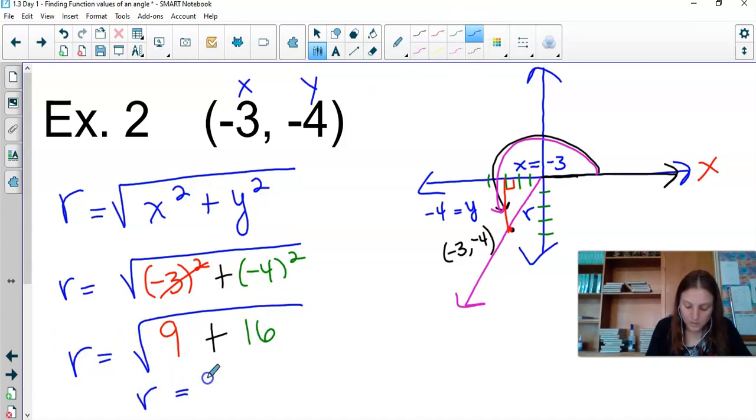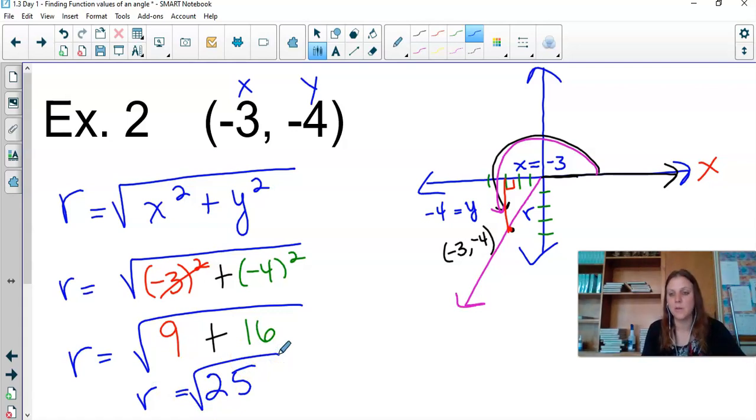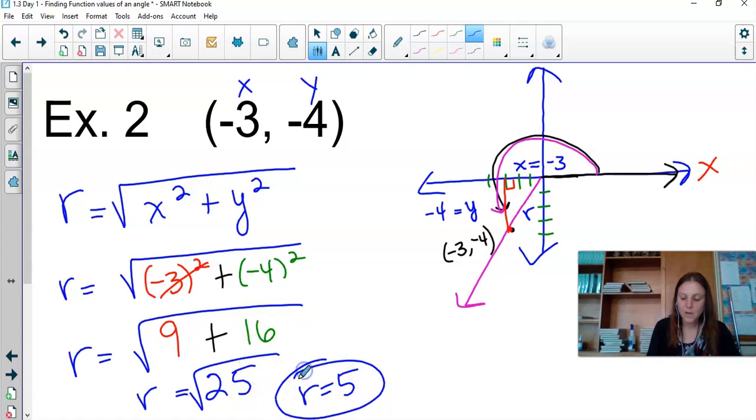These aren't always going to come out as perfect squares. If they don't, you can just leave it as a simplified radical or simplified square root. But this one, again, our square root of 25 is just going to be 5. So I'm going to label that in my picture. All right, I have all of my sides. Now I just need to set up the ratios.